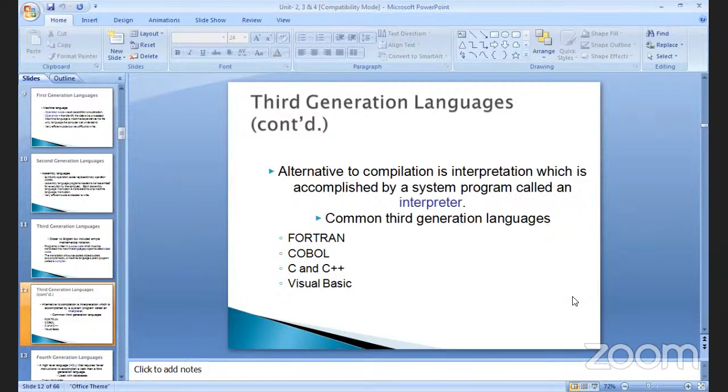You can see that in the first generation language we can only use the codes. When you come to the second generation, mathematical problems can be solved. And then in the third generation language, it is used for application purposes. Different types of codes are used here, called source code, which goes through compilation or a compiler.